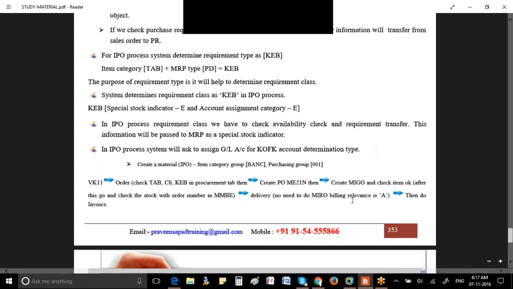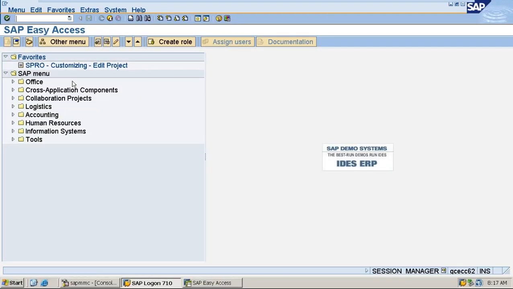See, in the last session we discussed about PO, right? How you raise a PO, that is ME21N. So when you raise goods back to the vendor, when you return the goods back to the vendor, you need to raise a return PO. How will you raise a return PO? What is the T code for return PO? There is no specific T code for return PO. Let me show you how to maintain it as a return PO.